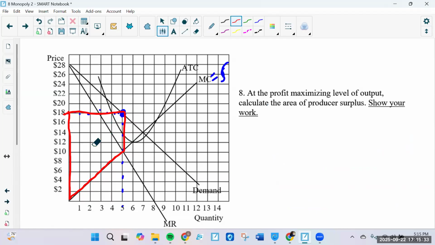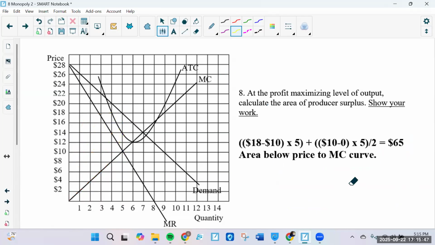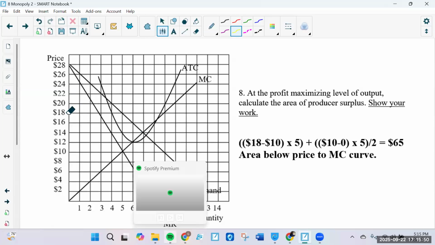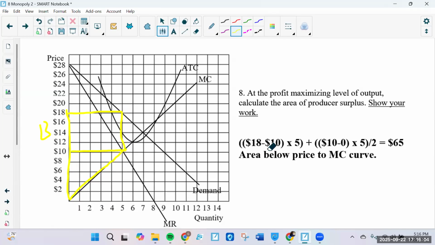So how do we calculate the area of this strange shaped figure? Well, you divide it and you do the area of a rectangle up here plus the area of a triangle down here. If you do that, you're going to get this number right here. It's 18. So it's 18 minus 10, base times height. Height is 5 minus 0. Plus base, which is 10, the triangle here, minus 0 times 5 minus 0, and then divide this part by 2. And when you do all that, you end up getting 65.